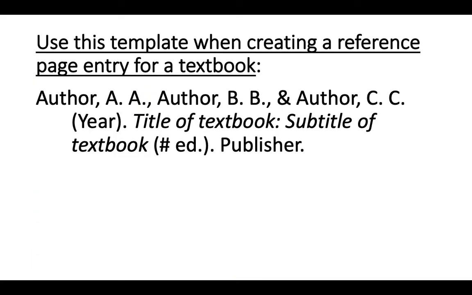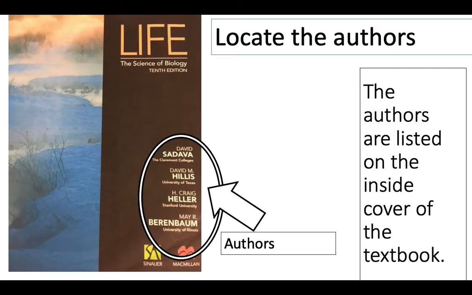When creating a reference page citation for a printed book, you should use this template. The information that needs to be entered into this template is the author's last name or last names and their first initials, the year of publication, the title of the textbook, including any subtitles or edition numbers, and the name of the publisher. So I'm going to again use this book, Life, the Science of Biology, 10th edition by Sadava, Hillis, Heller, and Berenbaum. The first thing you need to do when creating this citation is to locate the authors.